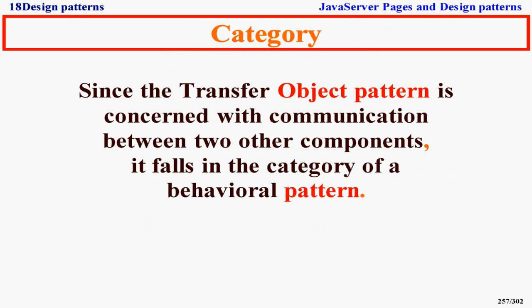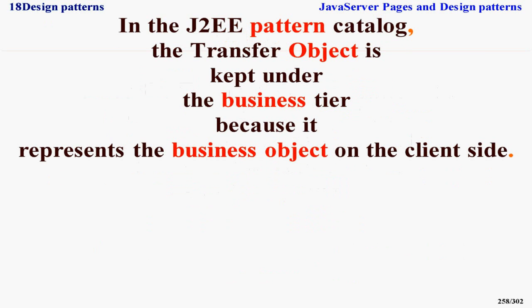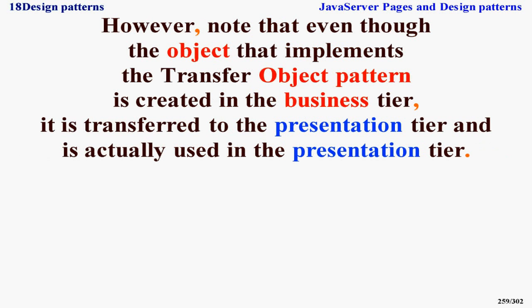Category. Since the transfer object pattern is concerned with communication between 2 other components, it falls in the category of a behavioral pattern. In the J2EE pattern catalog, the transfer object is kept under the business tier because it represents the business object on the client side. However, note that even though the object that implements the transfer object pattern is created in the business tier, it is transferred to the presentation tier and is actually used in the presentation tier.